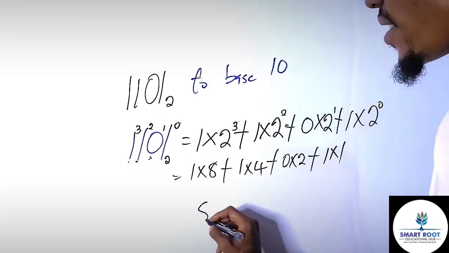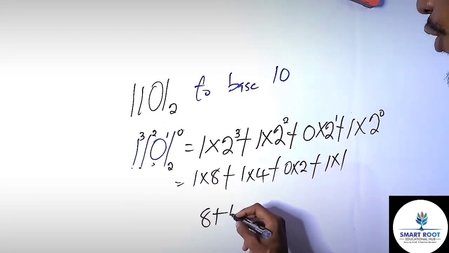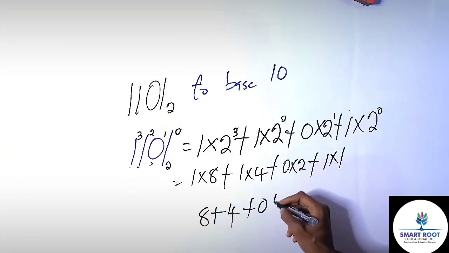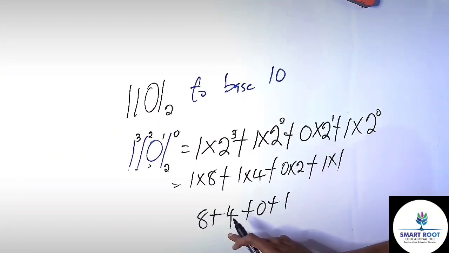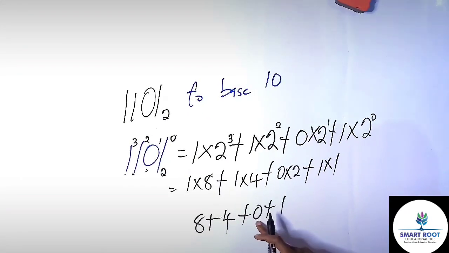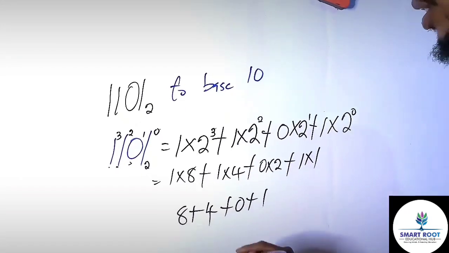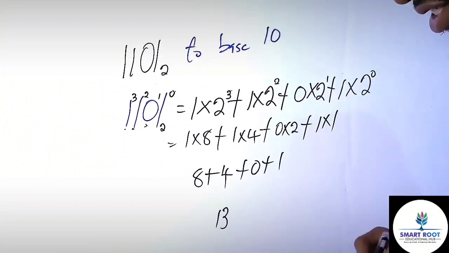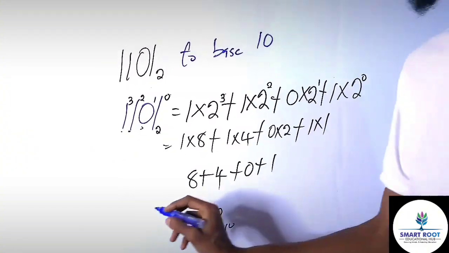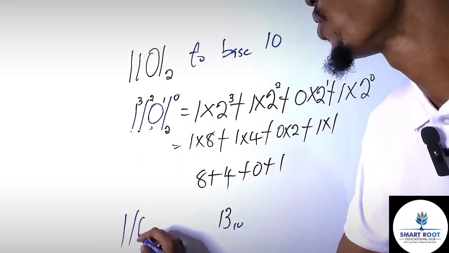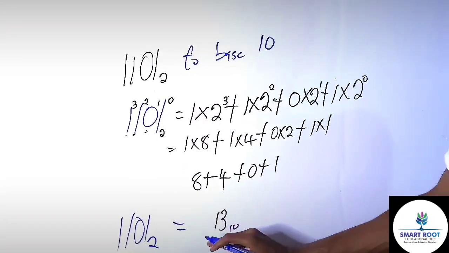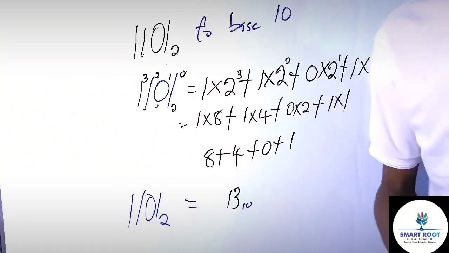1 times 8 is 8. Plus 1 times 4 is 4, plus 0 times 2 is 0, plus 1 times 1 is 1. So 8 plus 4 is 12, 12 plus 0 is 12, and 12 plus 1 is 13. So this is 13 in base 10. That means to say 1101 in base 2 is equal to 13 in base 10.